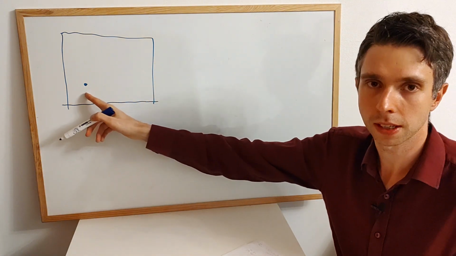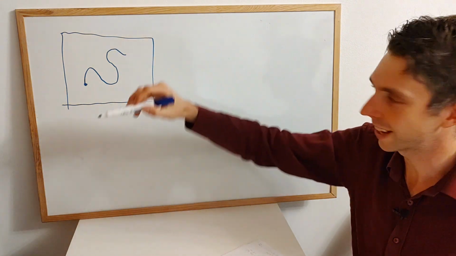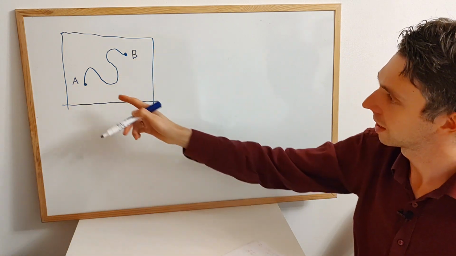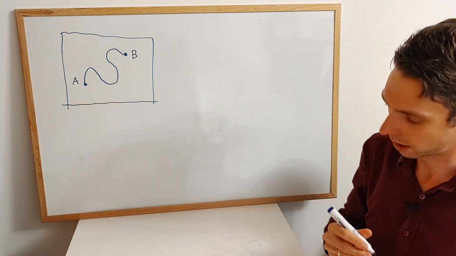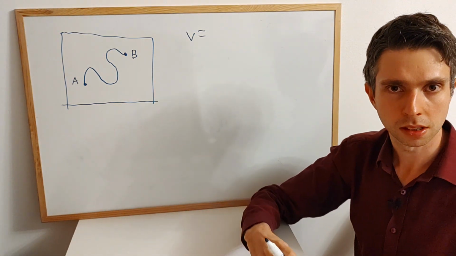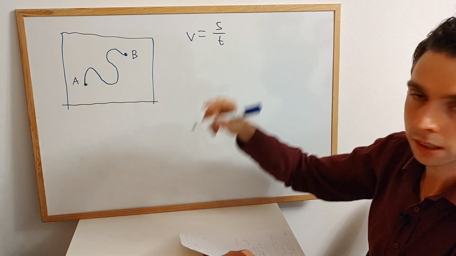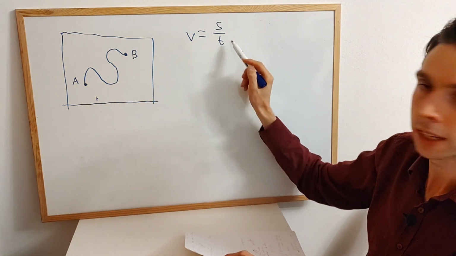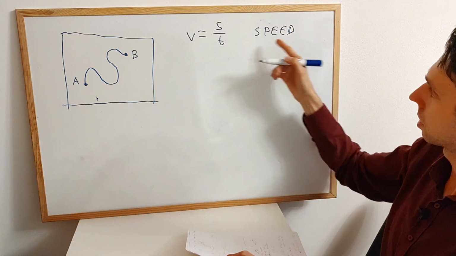So suppose you observe an ant here and you see it walk some crazy way, and let's say it starts at point A and after some time you find it after this way to be here in B. Okay, so speed, as we calculated in the previous video, is s over t, and s is a distance, so you measure all the way of the ant and divide by the time in which it walked this distance. So this is speed.